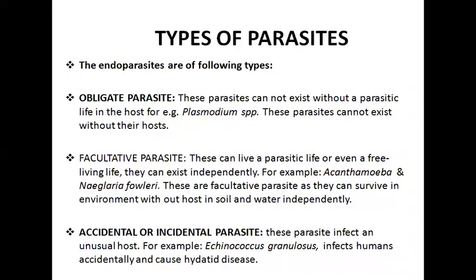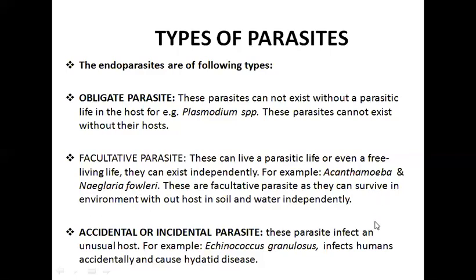The endoparasites are of the following types. Obligate parasites. These parasites cannot exist without a parasitic life in the host. They cannot exist freely outside the host. For example, Plasmodium species. Then we have facultative parasites. These can live in a parasitic life as well as exist as free living forms. For example, Acanthamoeba and Naegleria fowleri.